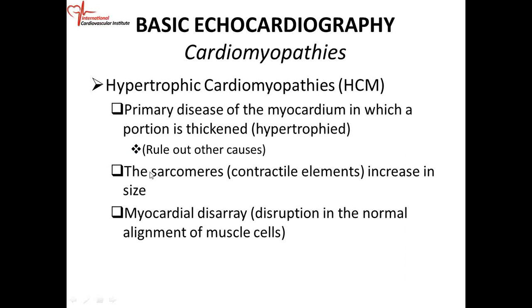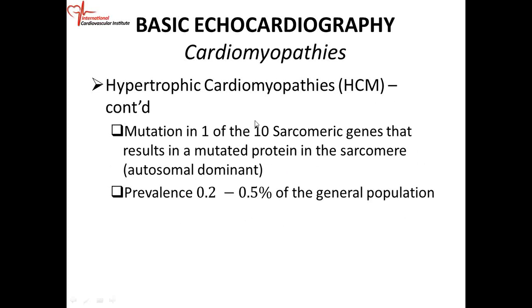When we do further work on these patients, we see that the sarcomeres increase in size. The sarcomeres are the contractile elements of the heart muscle, and we see that they increase in size. And then also you have what we call myocardial disarray. So these are microscopic features now. You have disruption in the normal alignment of the heart muscle. So an increase in the size of the sarcomeres and myocardial disarray are features of hypertrophic cardiomyopathy.